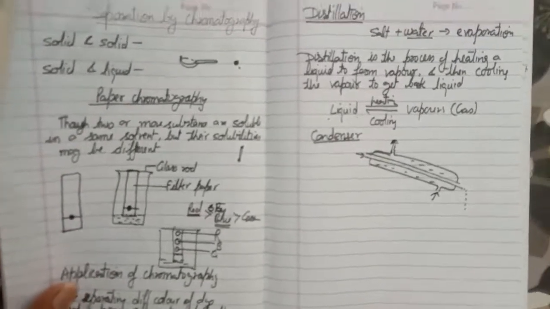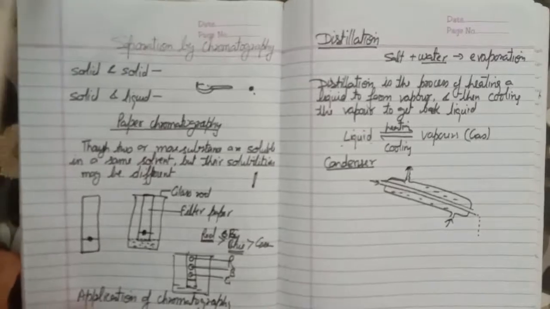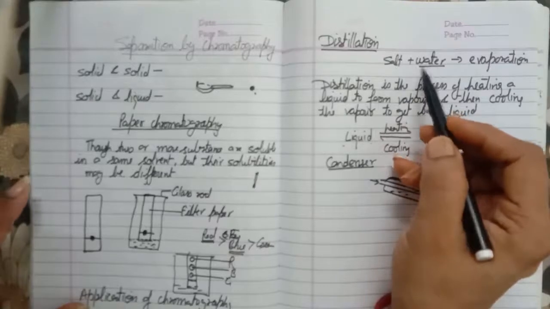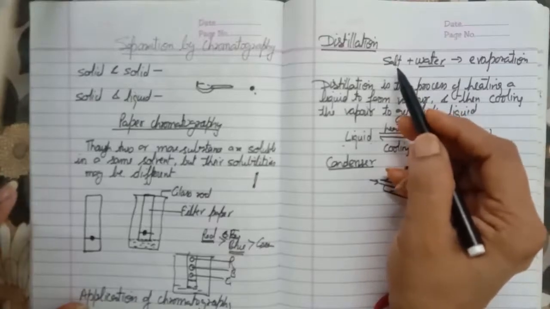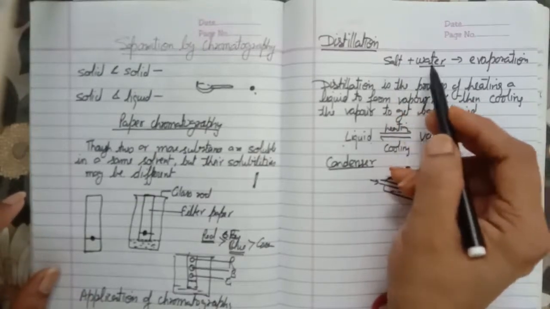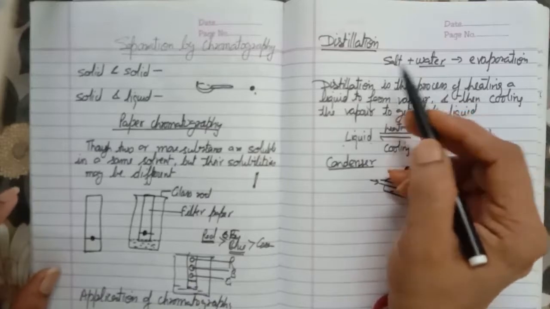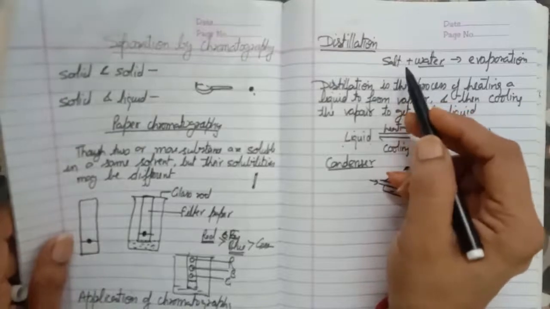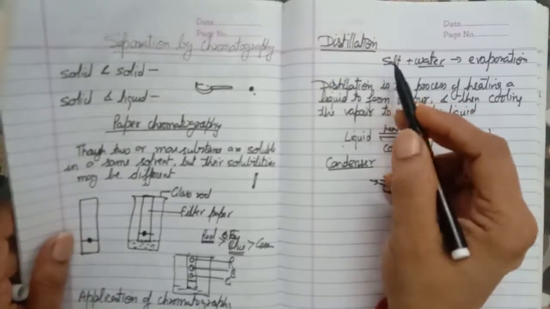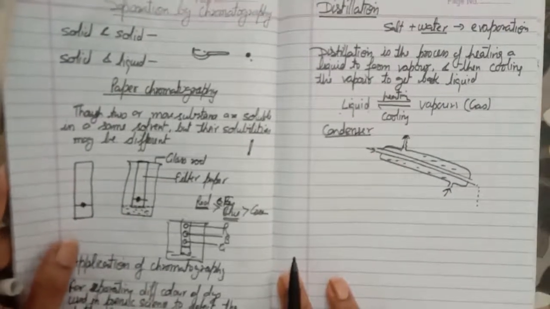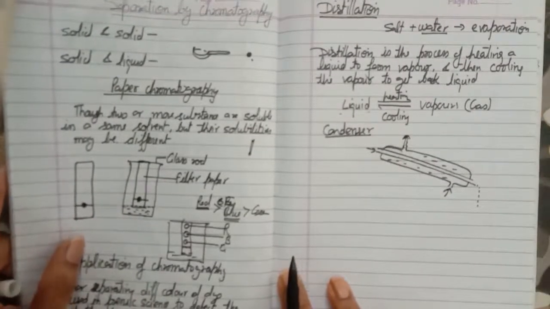Now the process of distillation is based on the principle that if we heat a solid as well as a liquid, we know that a solid has a very high boiling point, whereas a liquid has a low boiling point. Or we can say the solid is non-volatile, whereas liquids are volatile in nature. This property is the basis, the principle, for distillation. So we use the process of distillation for separating the liquid from the solid.